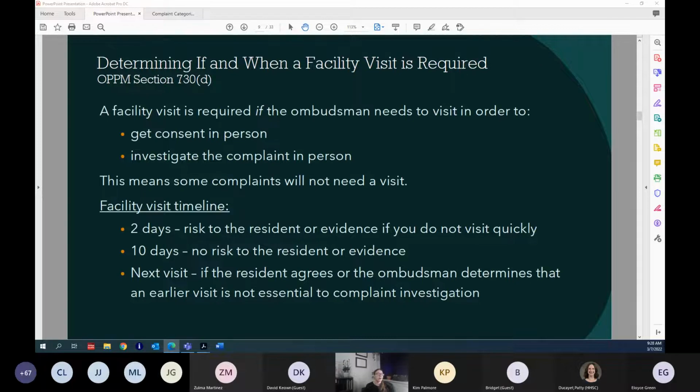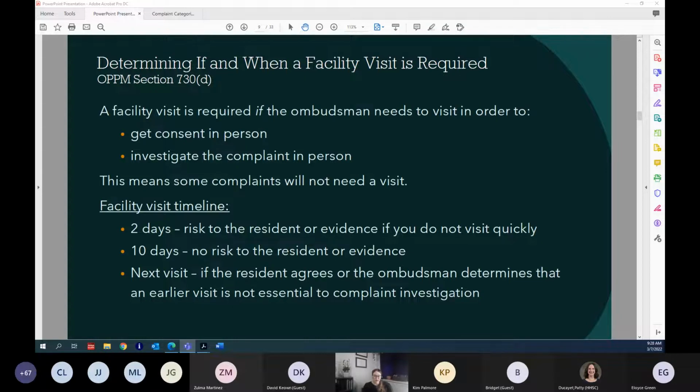The next timeline is 10 days, and that is if there is no risk to the resident. So you still need to go out to get consent from the resident or to investigate the complaint, but there's not really going to be an added benefit to the resident if you get there two days earlier, or I'm sorry, within 2 days. And it is okay, and it's not going to be harmful or a risk to the resident if you wait a little bit longer.